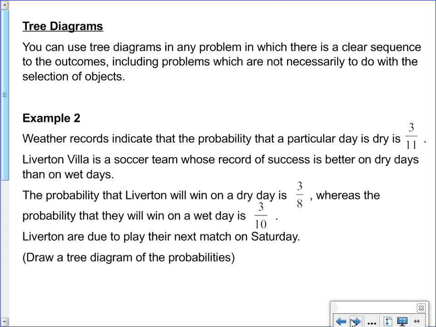Here we go. The weather records indicate that the probability that a particular day is dry is 3 out of 11. Liverton Villa is a soccer team whose record of success is better on dry days than on wet days. The probability that Liverton will win on a dry day is 3 out of 8, whereas the probability that they'll win on a wet day is 3 out of 10. Liverton are due to play their next match on Saturday. Draw a tree diagram of the possibilities.